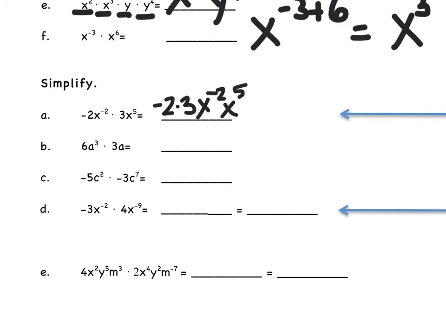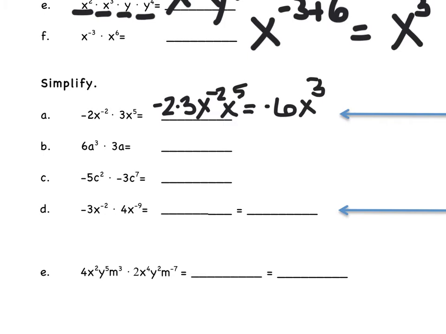So let's go ahead and multiply our numbers together. We've got negative 2 times 3 is a negative 6. And our bases for our x's are the same, so we leave that x and then add our exponents. Negative 2 plus 5 is 3. And that's as simplified as we can get.